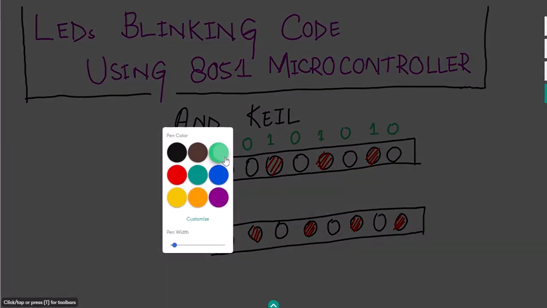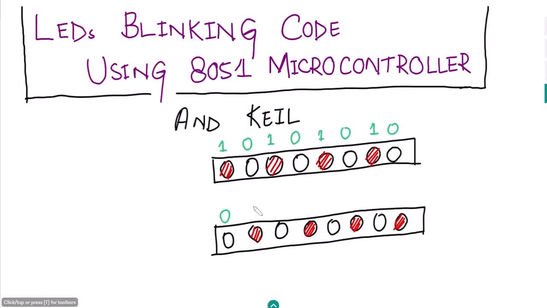So what will be the code here? It will now be 0 1 0 1 0 1 0 1. This is the condition here. After this, when it is on, there will be some delay, and after that delay, this condition will occur. So initially it will have this one and then this one.